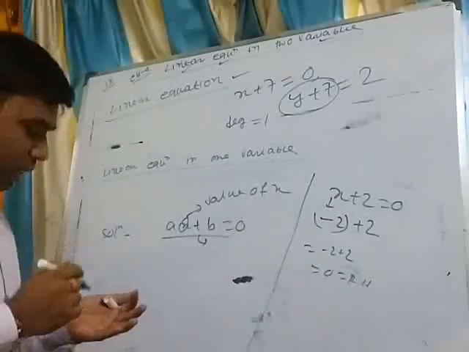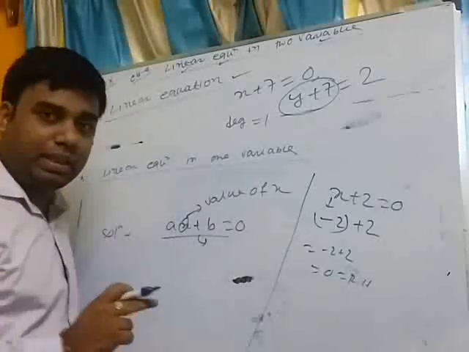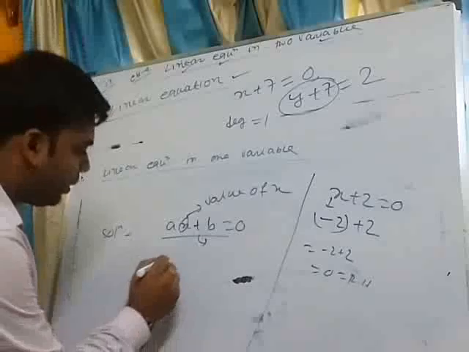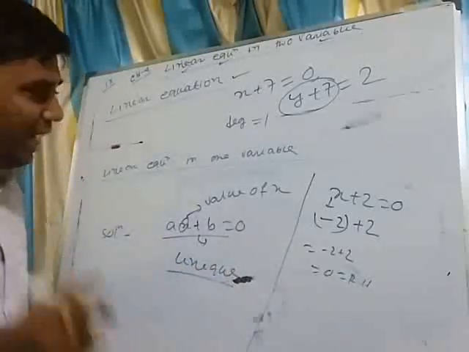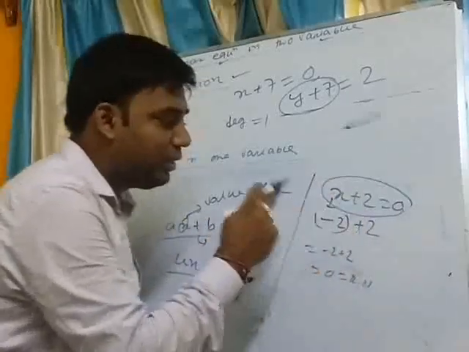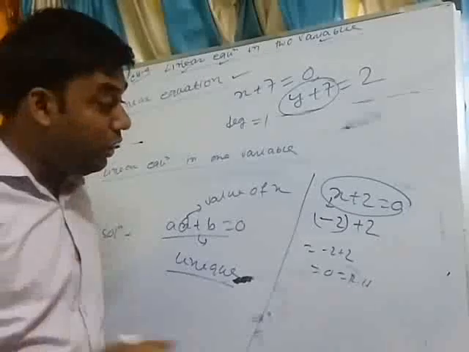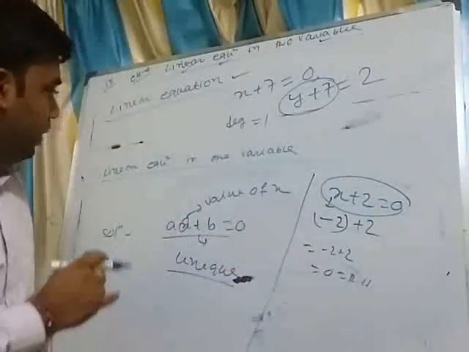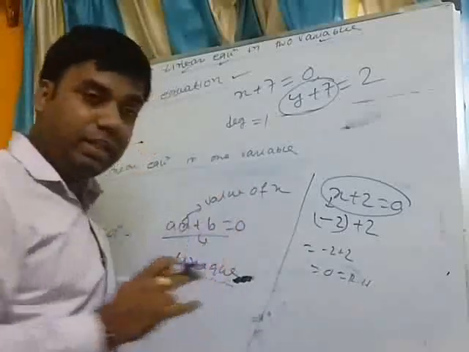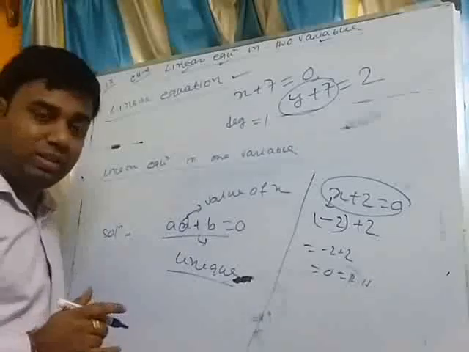Okay, and remember one thing, the solution of a linear equation is always unique. What do you mean by unique? For that equation, other than minus 2, no other value can satisfy the equation. Only minus 2 can satisfy that equation. That's why a linear equation has a unique solution. Okay, got it?